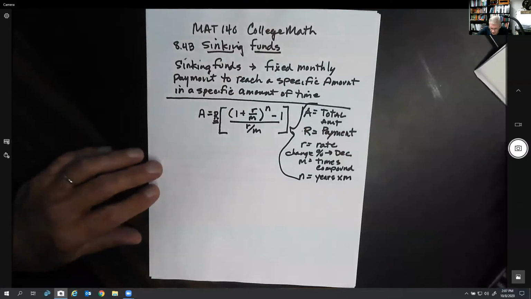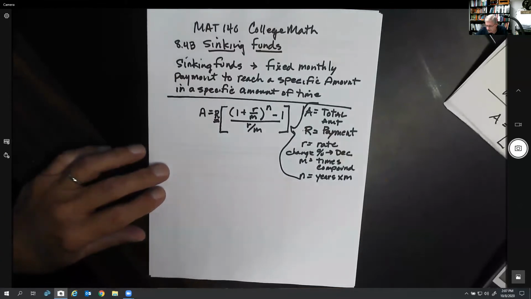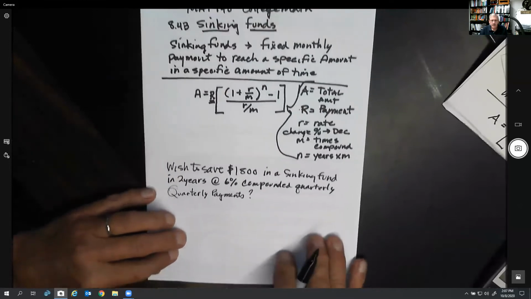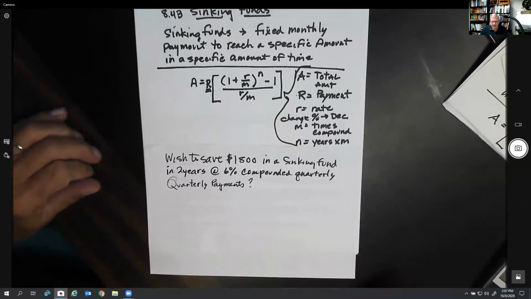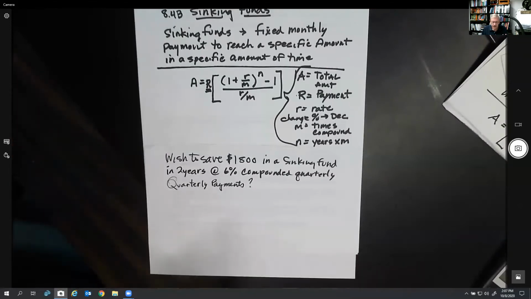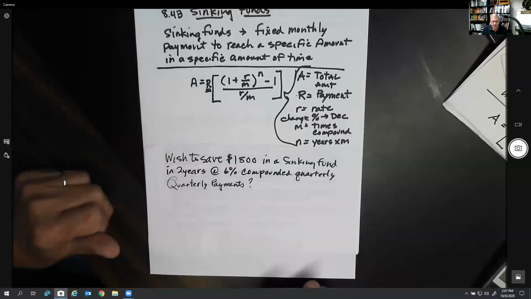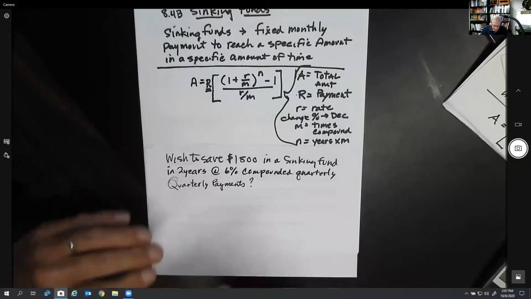Okay, so let's try a problem and see if we can figure it out. I got one here. Let's see. Okay, we'll try this one. You wish to save $1,800 in a sinking fund in 2 years. You want to get this money out. Maybe this is an investment, and they're going to give you 6% compounded quarterly. What are your quarterly payments? If it's compounded quarterly, you're probably making your payments quarterly. Okay, so you want to save up for $1,800.